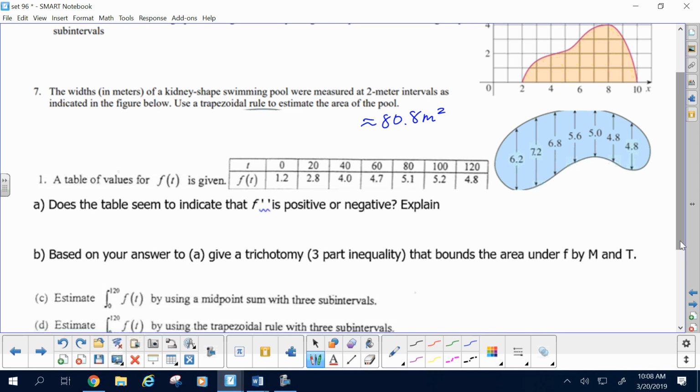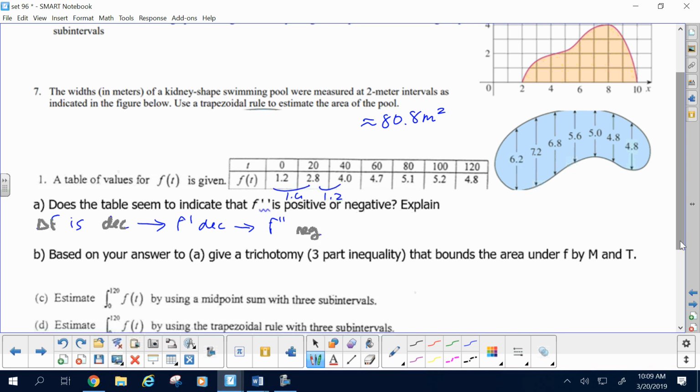Does this table seem to indicate, I can't remember if we did this one. Did we do this one? Oh, so wouldn't you agree that we looked at the changes and the change in F is decreasing? That seems to indicate that F prime is decreasing. F prime decreasing means F double prime is negative. Yeah?